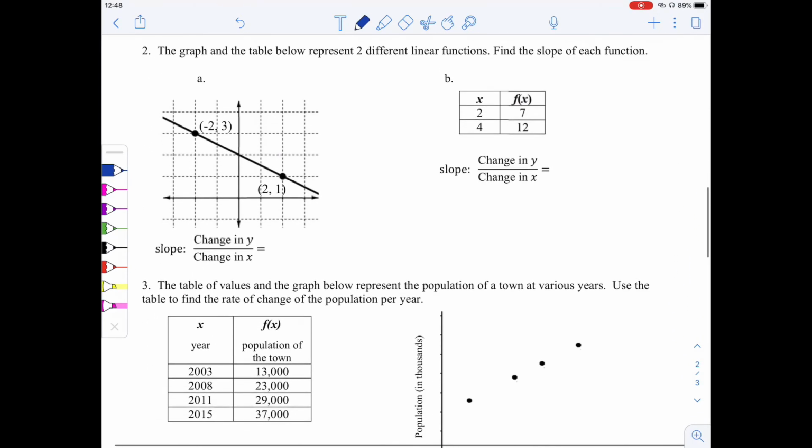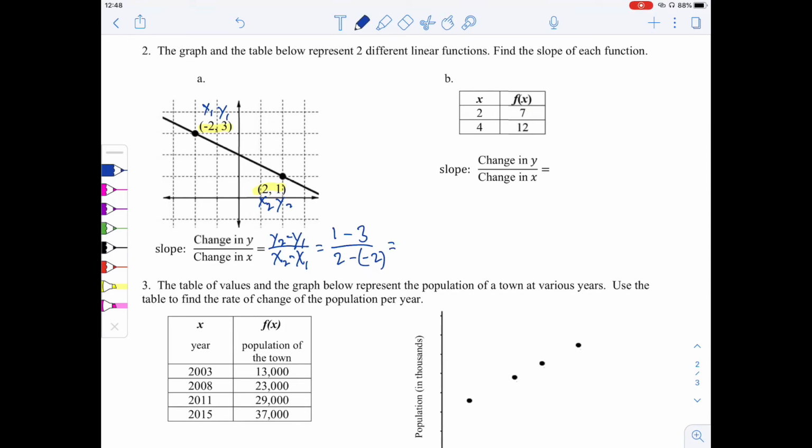Okay, number 2, the graph of the table below represents two different linear functions. So they have a constant rate of change. Find the slope of each function. So number 2, you're given already 2 points. Negative 2, 3, 2, 1. Right? So we have our x1, y1. And we have our x2, y2. So change in y over change in x, remember, is y2 minus y1 over x2 minus x1. So y2 is 1. Subtract y1, which is 3. x2 is 2 minus our x1, which is negative 2.